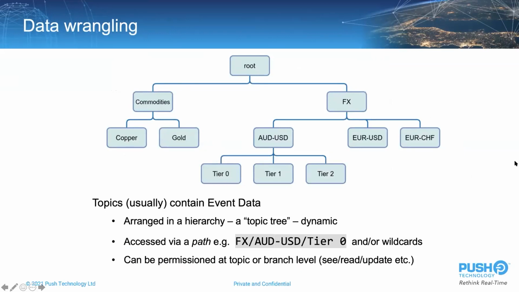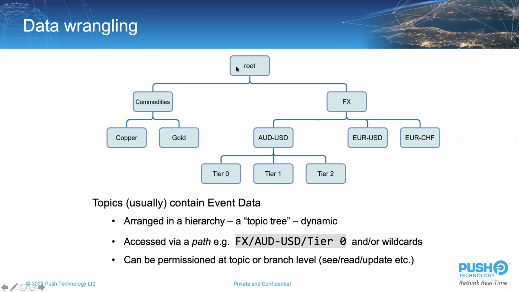And here we're introducing our first topic tree. For those of you who are familiar with Diffusion, you'll be aware that topic trees are essentially a structured approach to data. Here we see we've got two asset classes: commodities with two sub nodes, and FX with three currency pairs. Our Aussie dollar here has three different tiers of prices: tier 0, 1, and 2 with an increasing spread. 0 is the tightest spread, 1 the middle, and 2 the worst, of course. This is an example of a topic tree, and we can permission every user at any node.